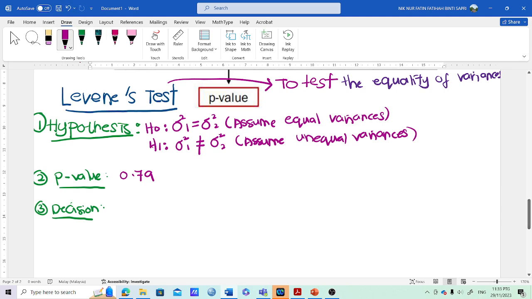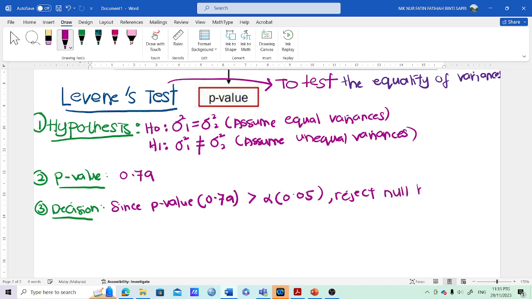Decision here. Since the p-value is 0.79, of course the p-value is larger than alpha, right? 0.79 is obviously greater than 0.05. So what happens if the p-value is greater than alpha? We fail to reject the null hypothesis. Full stop. And then you go to the last step, which is the conclusion.